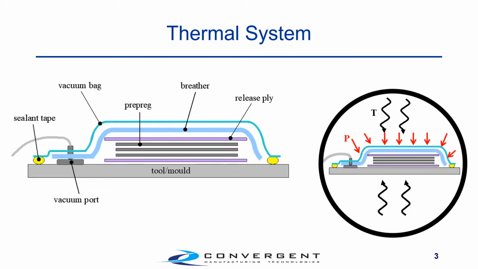And as well, we need to take care of the boundary conditions. In this case, it could be an autoclave or an oven, and this is going to be used to apply heat or pressure or both. And that is what we are using to consolidate and cure the composite part to get the desired part out at the end.